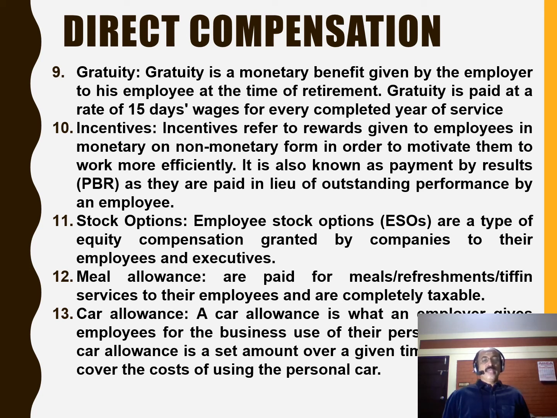Then meal allowance. There are certain companies which provide meal allowance also, or it can be meals, refreshments or tiffin services. And there are certain companies which pay through cards, especially Sodexo, Meal Pass, and all those things, given to employees of some companies.